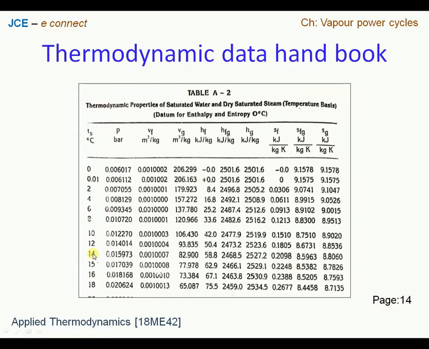Likewise, if we move further, picking up table number A2, this also corresponds to steam, but this is on the temperature method or temperature basis, because in the first column, instead of pressure, we now have temperature. So this is the temperature, and therefore the next column will be saturation pressure.